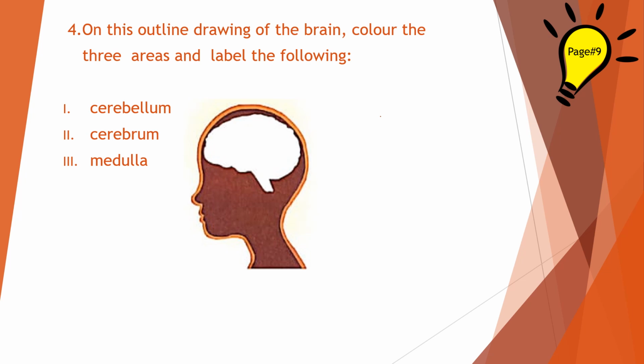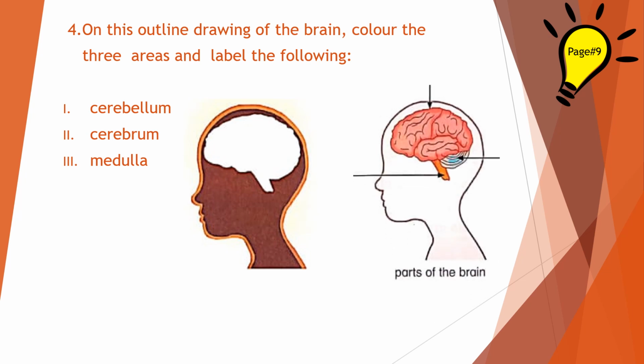Question number 4 is, on this outline drawing of the brain, color the three areas and label the following: cerebellum, cerebrum and medulla. In this question, you have to identify the three areas first, and then you will color them and label them as well. The three different areas mean the three parts of brain. You will color the three different areas on the given diagram on the exercise page. You can take help from page number 3 to identify different areas of brain.